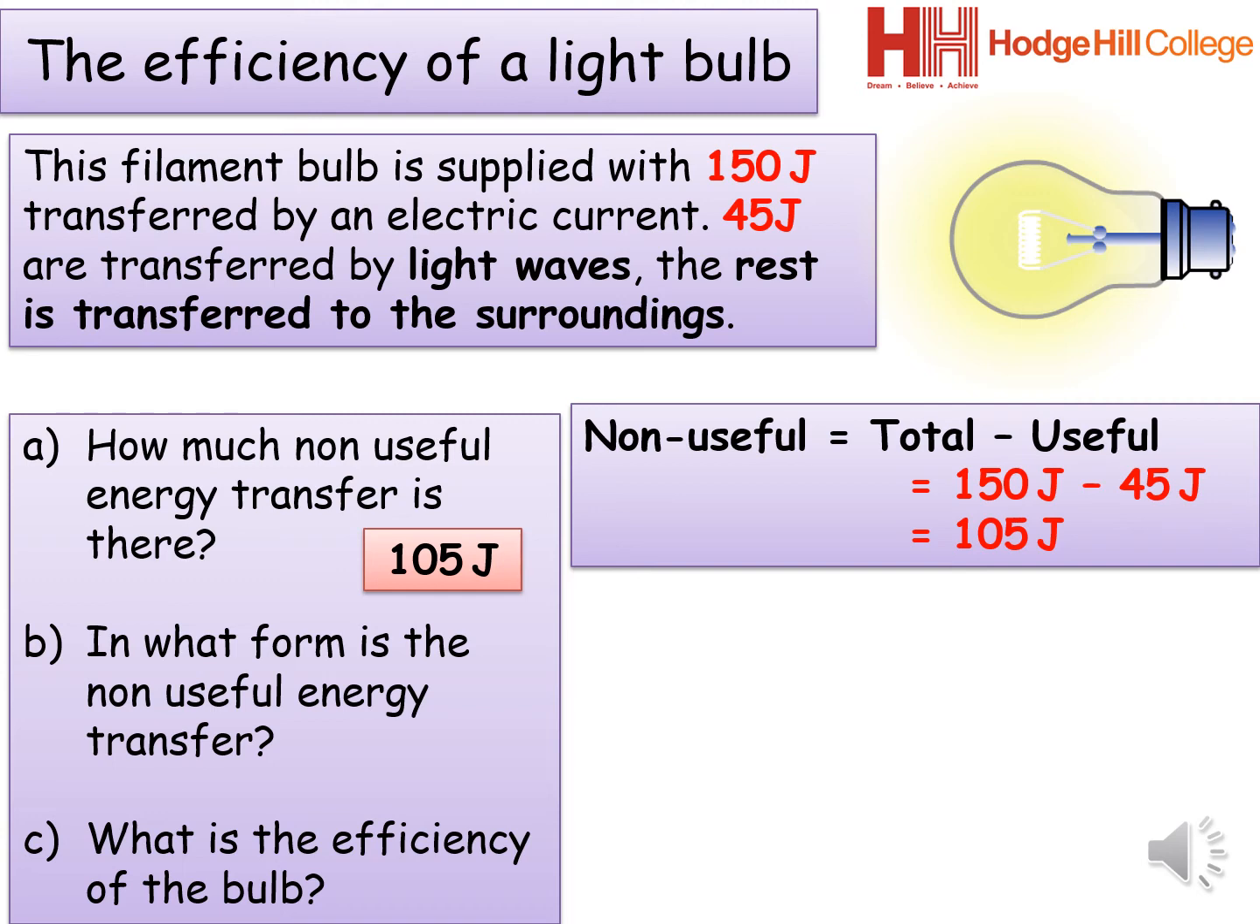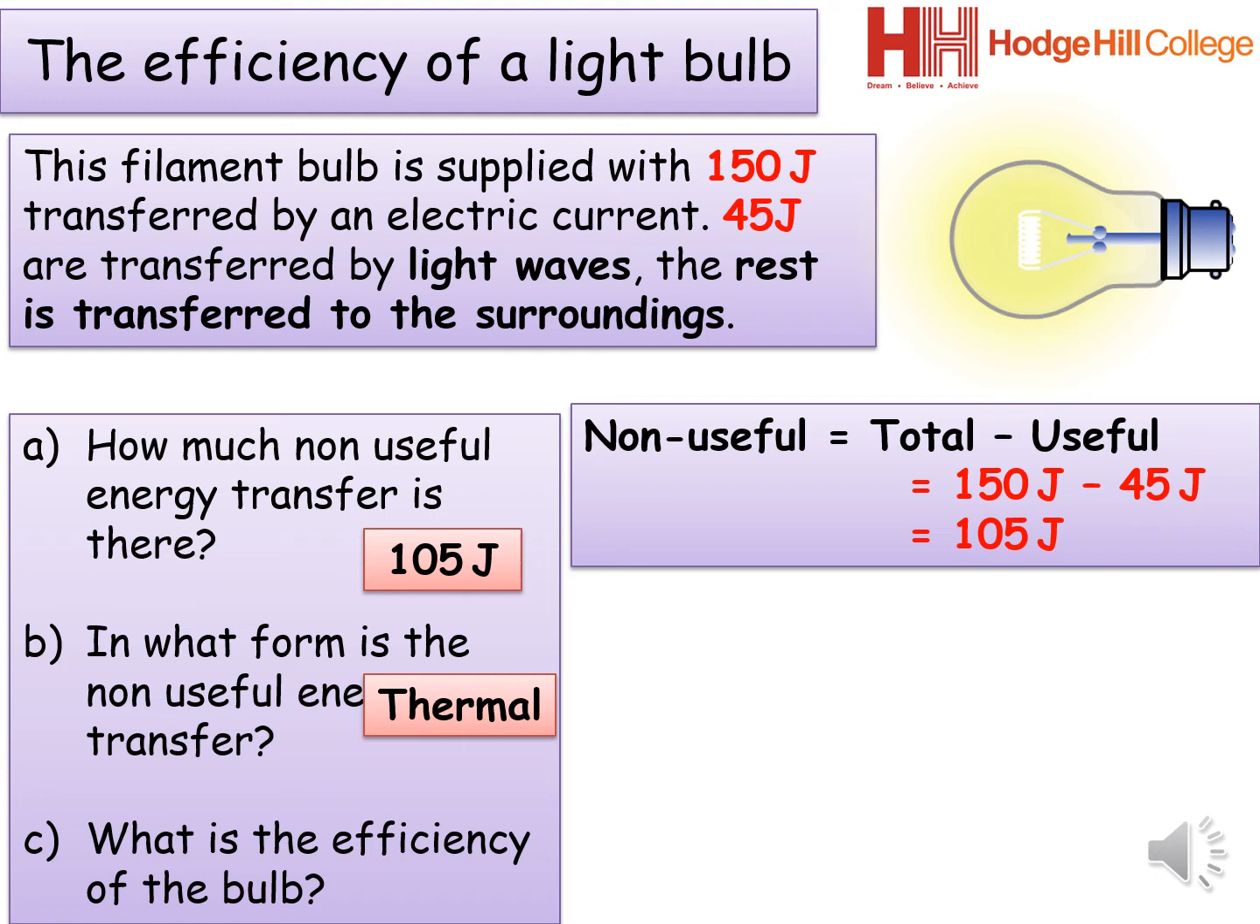Now, the next thing we need to work out is what form this non-useful energy transfer is in. What would we be expecting as the non-useful energy transfer? For a light bulb, the non-useful energy transfer is thermal. So there will be an energy transfer to the thermal store of the surroundings, and you'll know this if you've ever tried to change a light bulb that's been recently turned on. The light bulb is warm. Light bulbs get hot, or filament light bulbs do anyway.